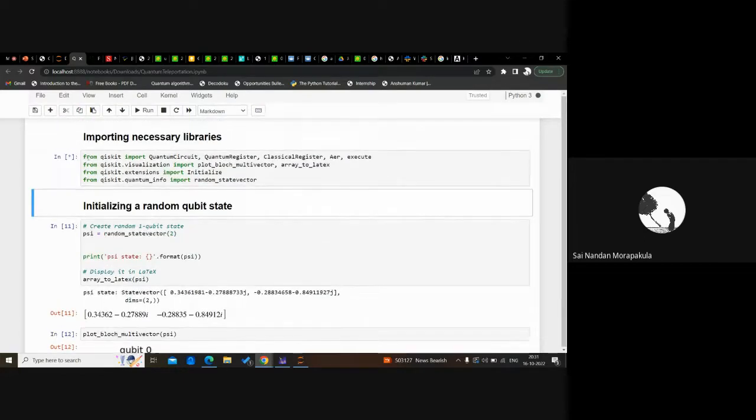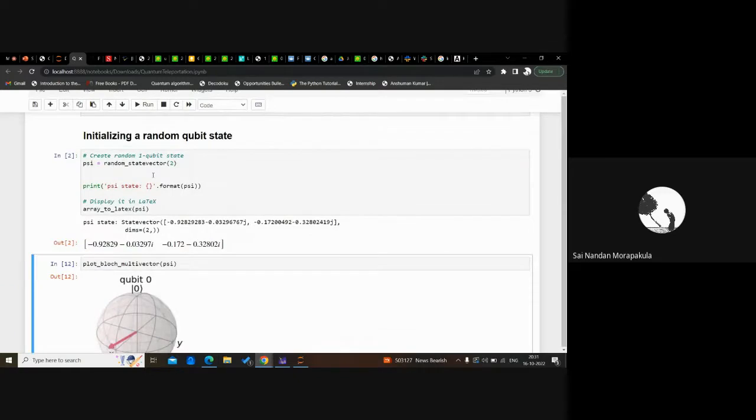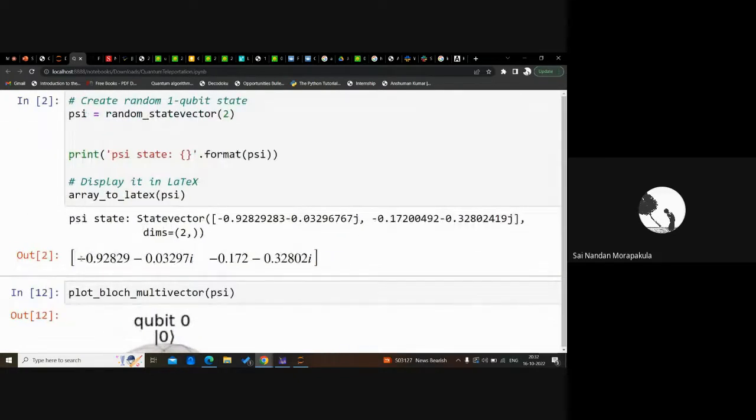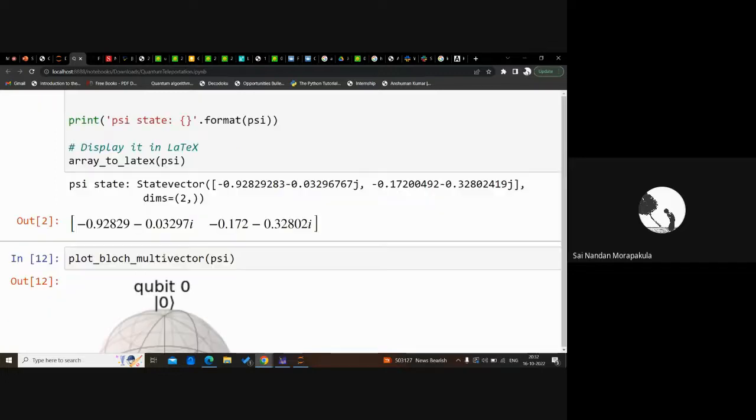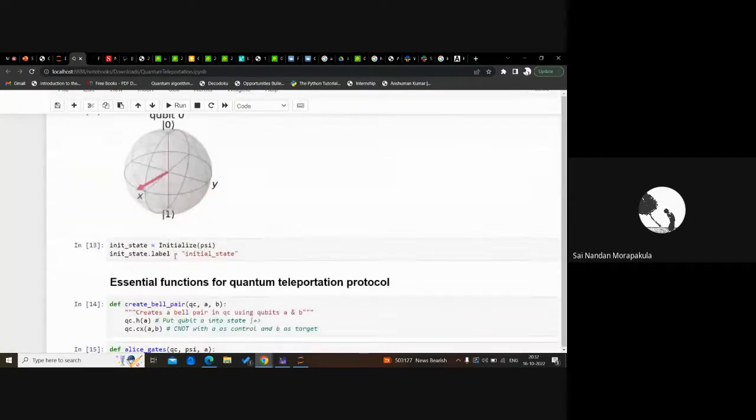It is taking time to compile. Okay, so Qiskit has ended up with this state vector, which is minus 0.2829 minus 0.32i, minus 0.172 minus 0.32i. So what we are trying to do is convey this information, that is minus 0.2829 minus 0.03i, sorry, not i. We take this as alpha, and the other as beta. Both of this alpha and beta, we are trying to send to Bob.